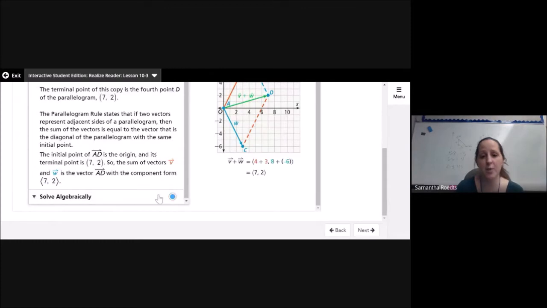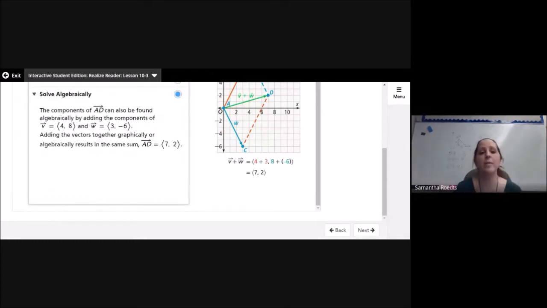You could also solve this algebraically, which I think is much easier to do. All you do is you add the x values and then you add the y values together, and that's your new point. So the components of vector AD can also be found algebraically by adding the components of v, 4, 8, and vector w, 3, -6. Adding the vectors together graphically or algebraically results in the same sum. Vector AD equals 7, 2. 4 plus 3 is 7. 8 plus -6 is 2.